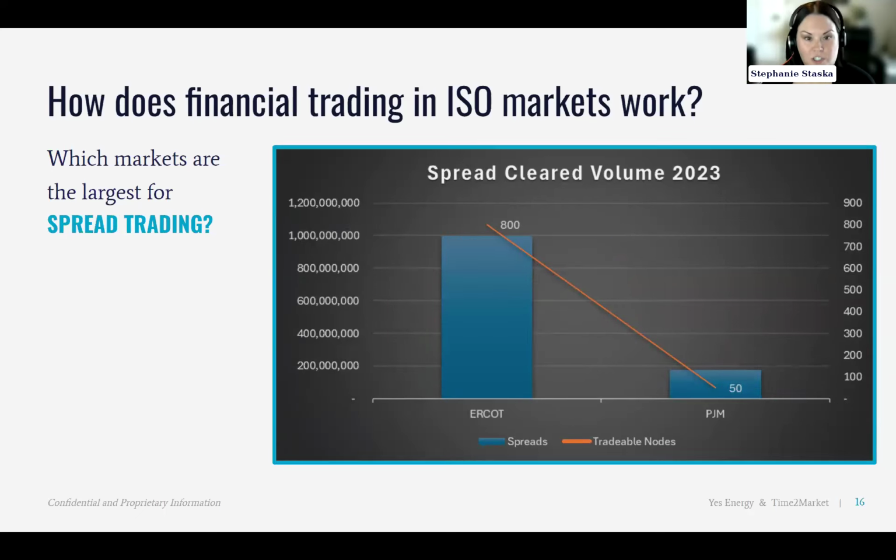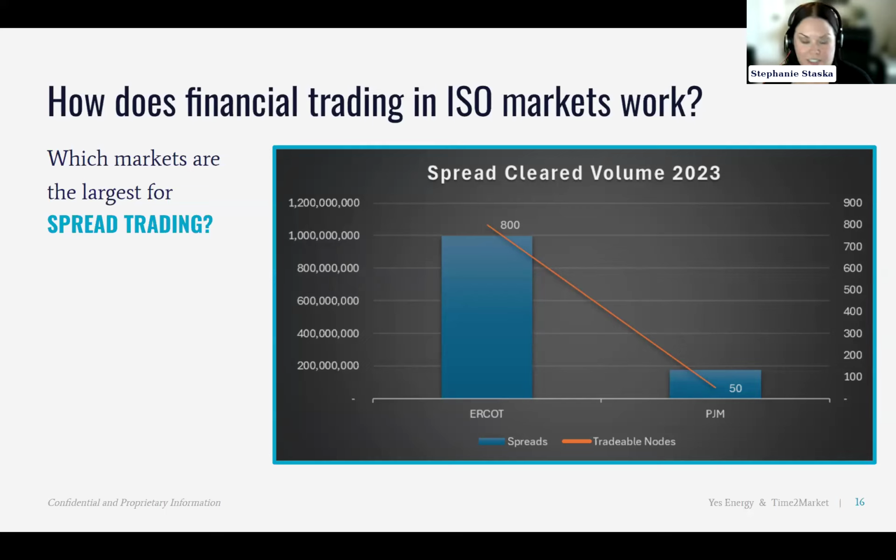Great. So here we're looking at spread trading. Again, spread trading is only in ERCOT and PJM. And again, the volume is much higher in ERCOT than PJM. The main reason is that the tradable nodes are much higher in ERCOT than they are in PJM. PJM only has 50 tradable nodes, ERCOT has 800 tradable nodes.